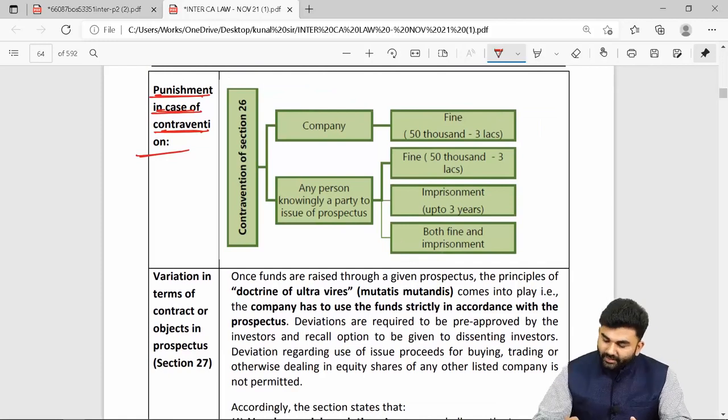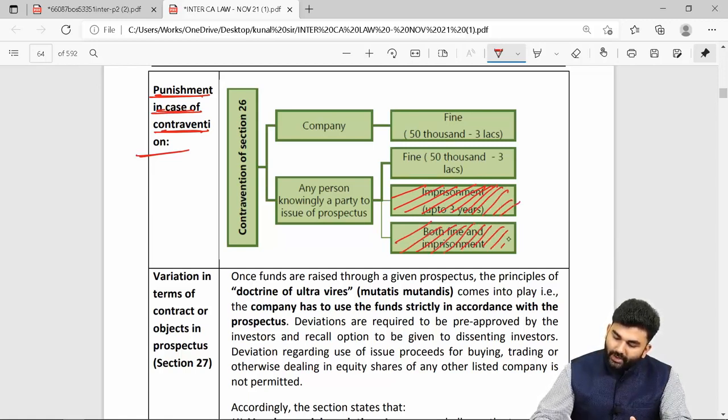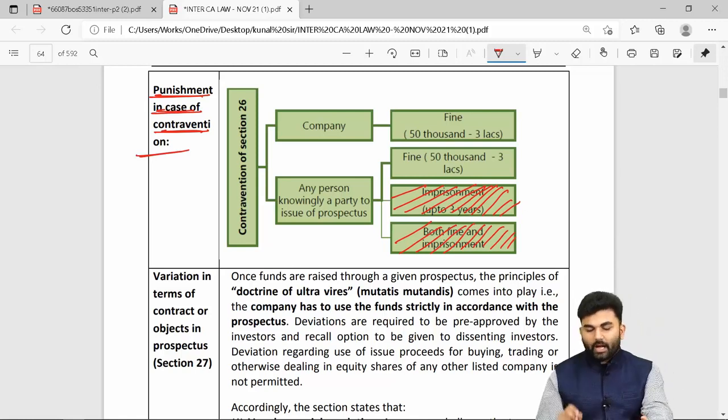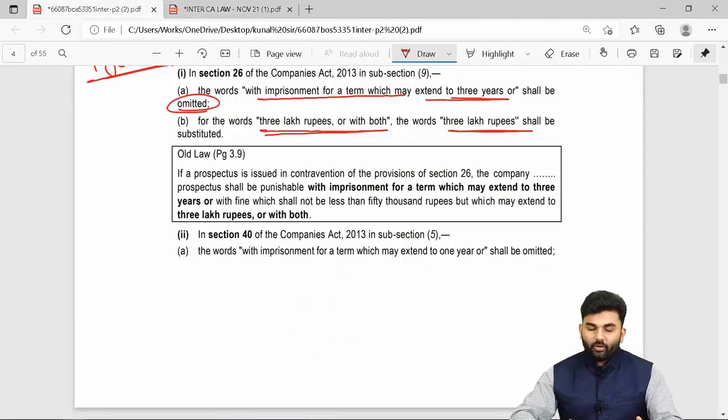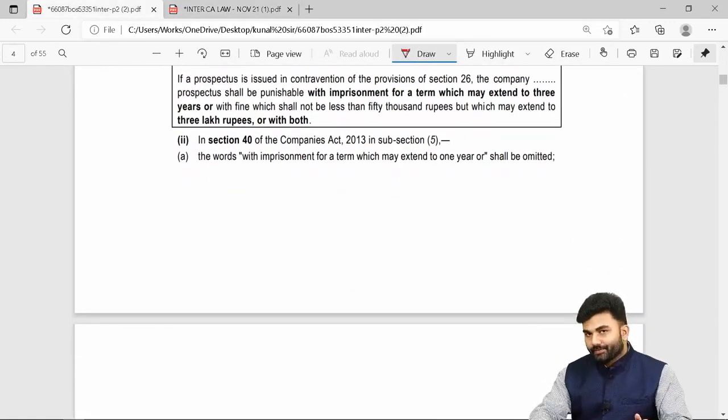So over here, we need to make the changes inside the penalty part, wherein the penalty says fine of rupees 50,000 up to rupees 3 lakhs. Just remove the words imprisonment and remove the last part, both fine and imprisonment, which means now there will be only and only a monetary penalty in case of default of section number 26.